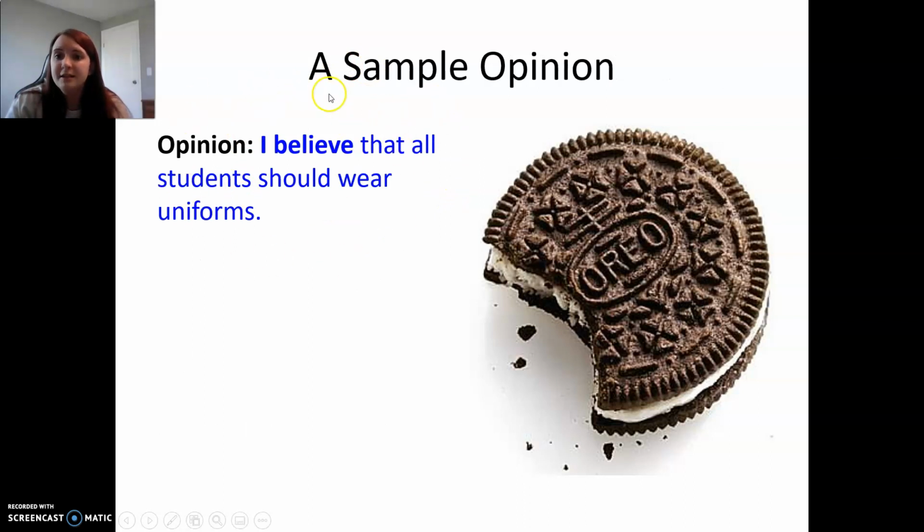So, this is an example of an opinion statement. I believe that all students should wear uniforms. Now, again, this is my opinion. That doesn't necessarily mean that someone else agrees with me, but I'm trying to strengthen my argument to prove that I believe that students should wear uniforms. So this is how we would start our OREO opinion writing. This is our first sentence.